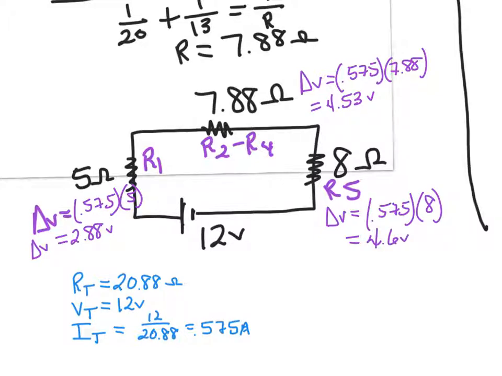We can make sure that we've done this properly by adding up these 3 voltage drops. Summing it up and being in keeping with Kirchhoff's loop rules, the total voltage of the circuit is equal to the source voltage. Essentially equal. Good.